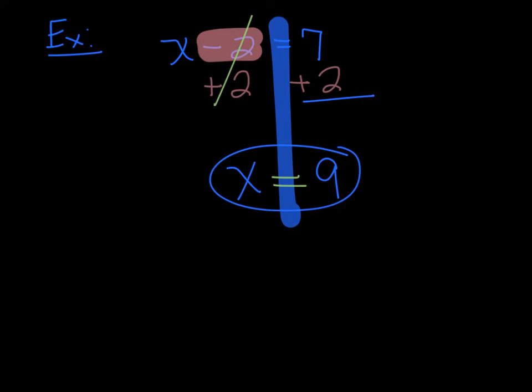Remember, you can always check it. Place 9 back where your x is. 9 minus 2 is 7, yes. We know that we're correct.